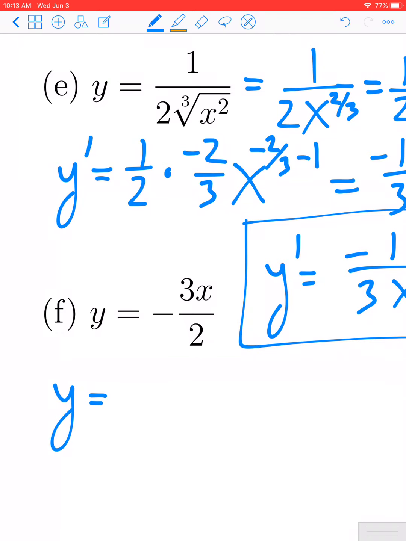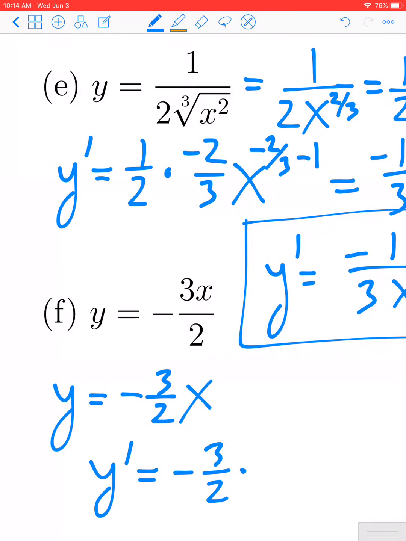For f, we have y equals, we can rewrite it as negative 3/2 times x. We have the constant multiple negative 3/2, and then the derivative of x is simply equal to 1. So we get the derivative negative 3/2.